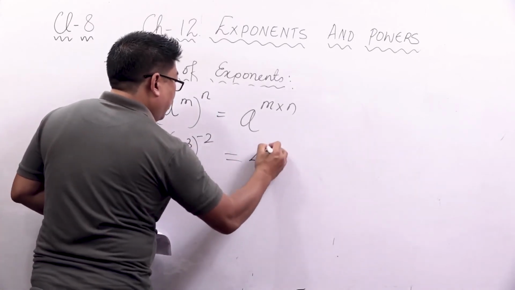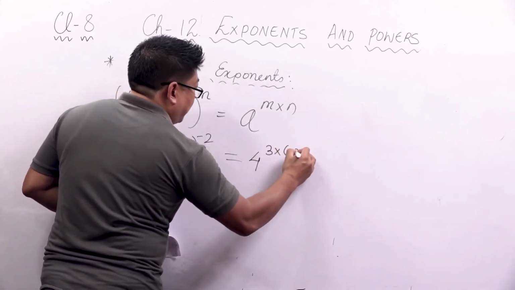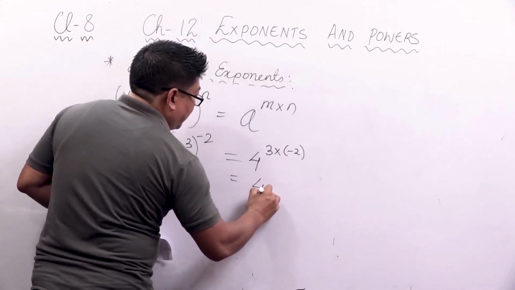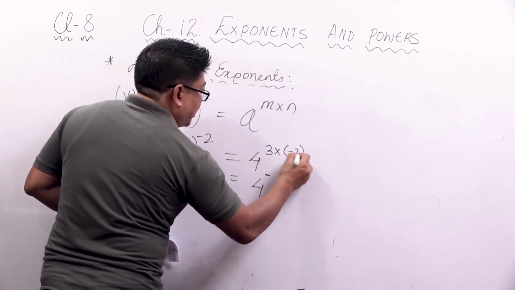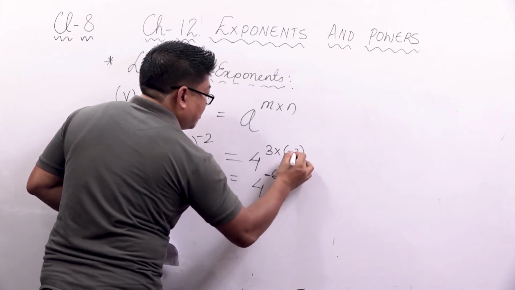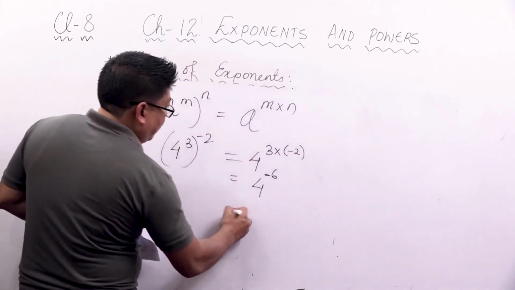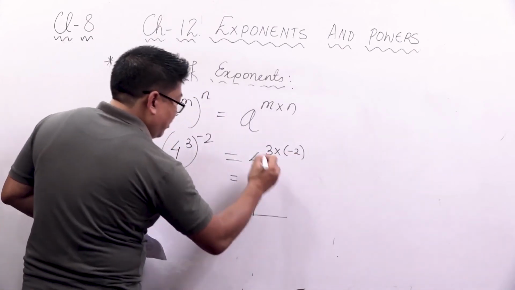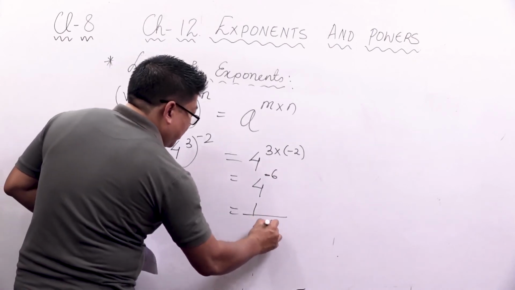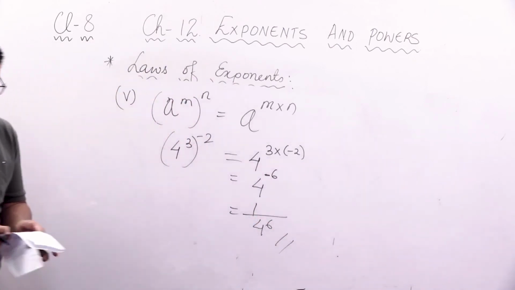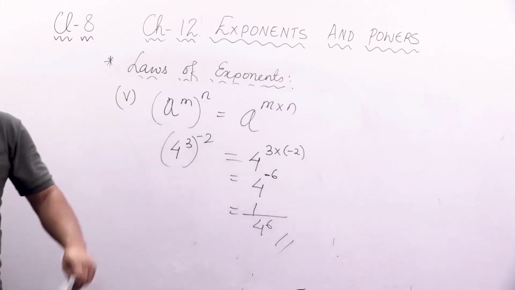So 4 to the power minus 3, into minus 2. Okay, so it will be 4 to the power minus 3 into 2 is 6. Plus into minus is minus. So I have 4 to the power minus 6. So I will write 1 by 4 to the power 6. Okay, so this is about the fifth law.